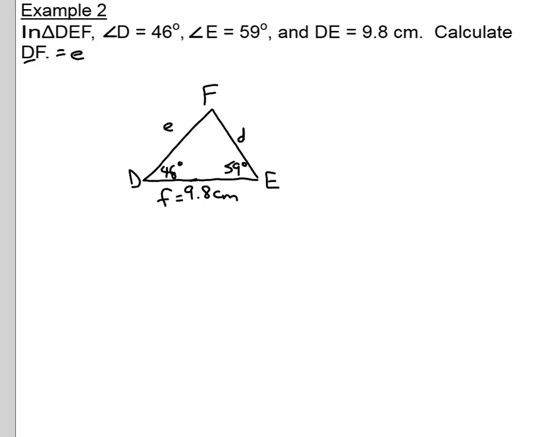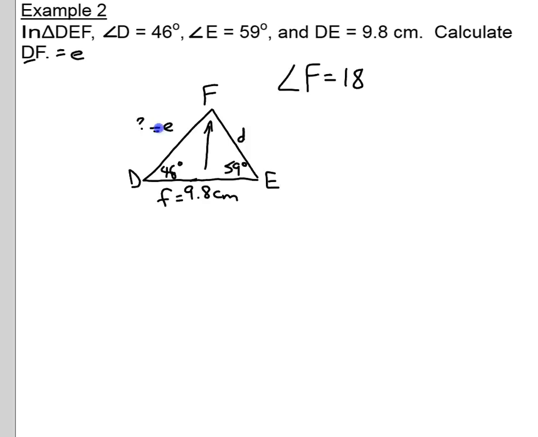We have two angles and we have a known side, and in this case we're trying to solve for DF, which would be little e, so this is our unknown. Now in the case where we have two angles and a known side, again we're looking to try to match information. By that I mean we would really want to be matching side F with angle F. So let's first solve for angle F.